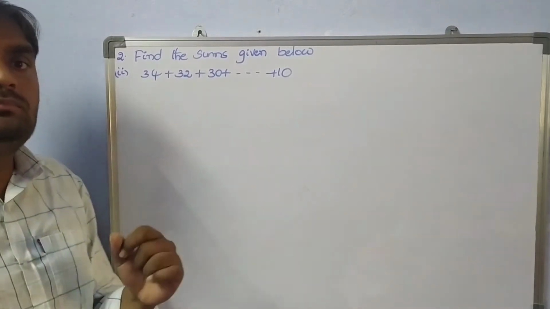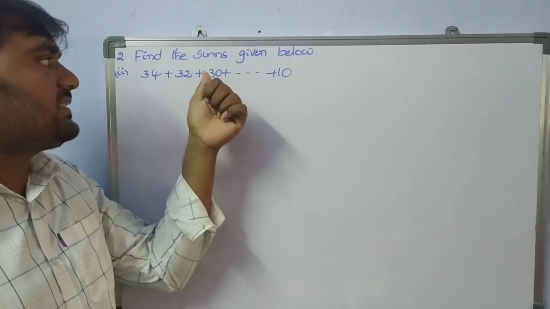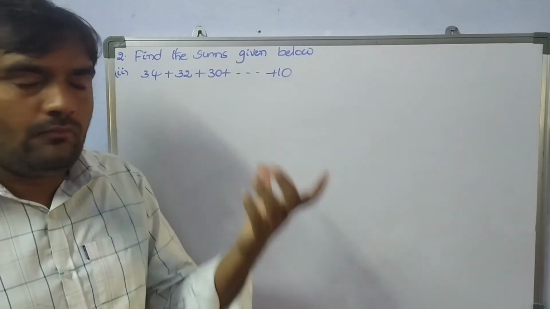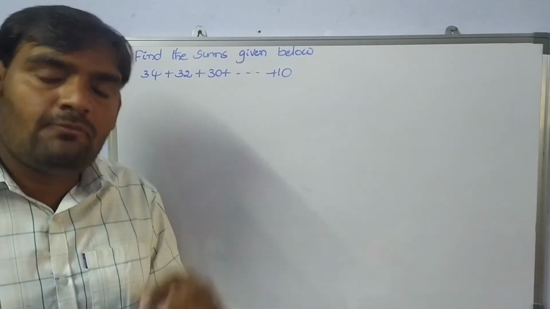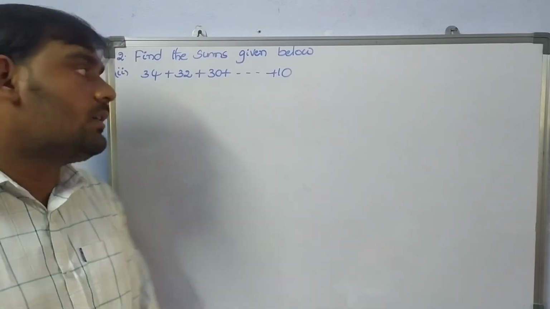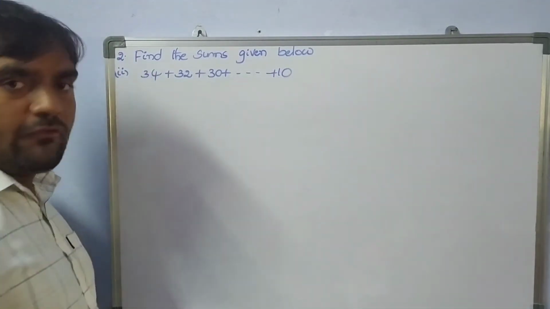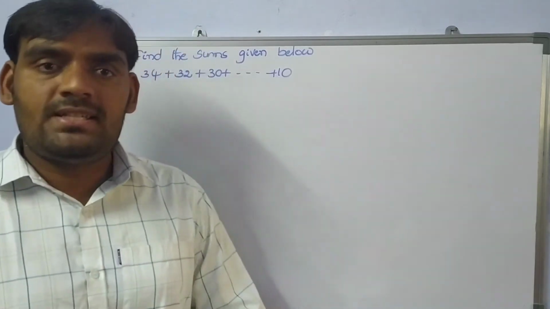Okay, second problem, the second question. 34 plus 32 plus 30 plus and so on plus 10. We need to find the value of this one. So here also we need to use the same formula, Sn is equal to n by 2 into a plus an. Here we know the last term and first term. So if we want to use that formula, we need one more quantity, that is n.